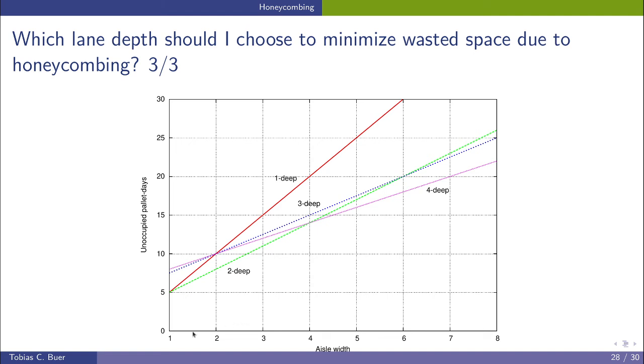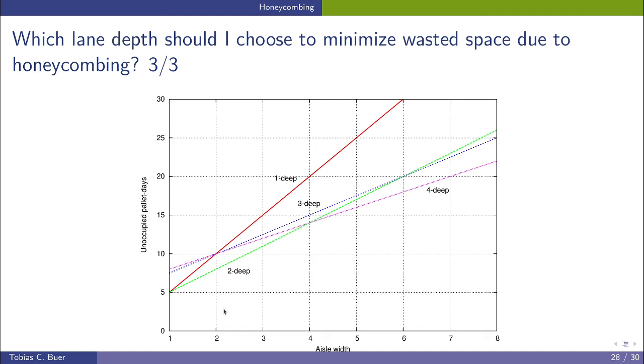On the x-axis we have the different values of A reflecting the aisle width, and on the y-axis we have the unoccupied pallet space. So as you can see, the red line is a line that reflects the one deep storage. And you see the y-axis, unoccupied pallet space, so higher numbers are worse. We prefer lower numbers. Yeah? We prefer low waste of space, of course.